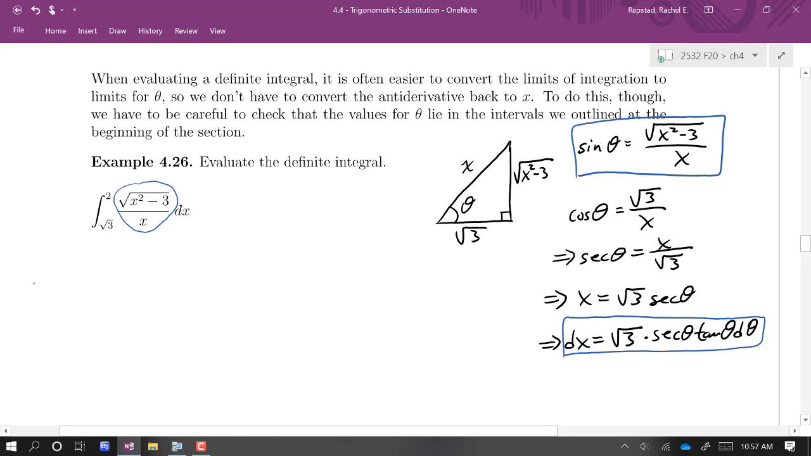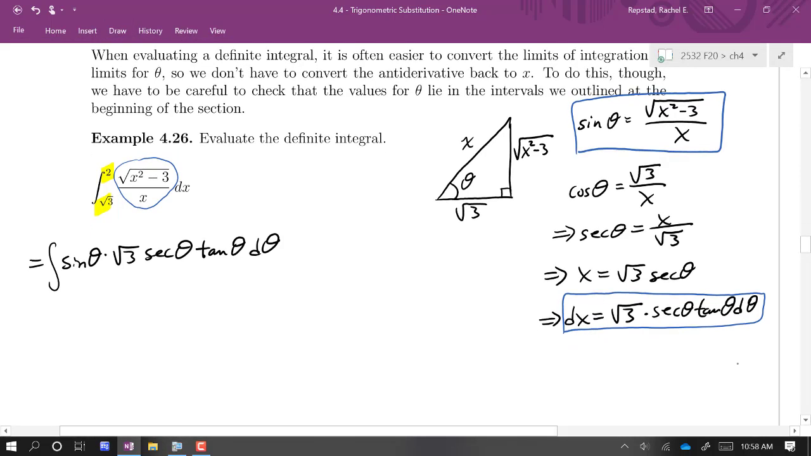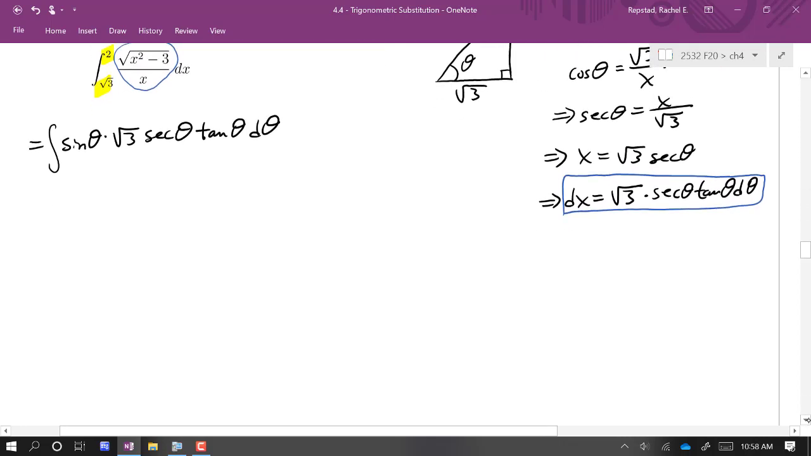All right, so now this integral turns into, let's see, that fraction initially, that's sine theta, and then dx is √3 secant theta tan theta d theta. The only thing we don't have yet are the limits, right? So we need to figure out what our theta limits are. And that is another reason why we want to have an expression for x. We're going to use that expression for x, the equation with x and theta, to find our limits.